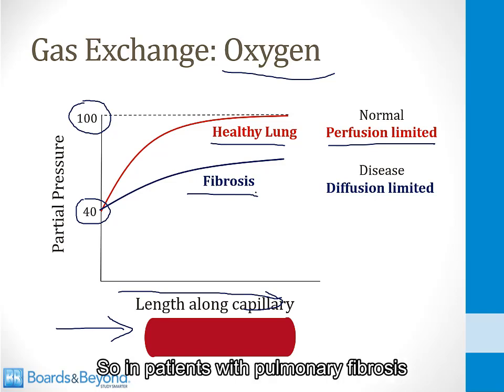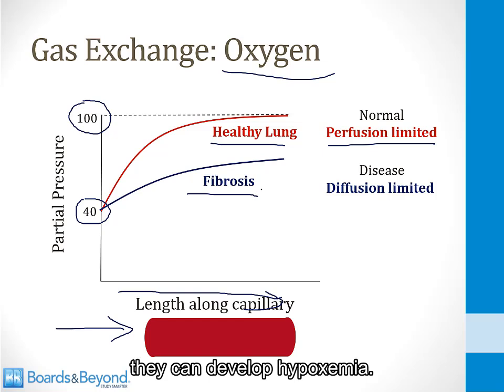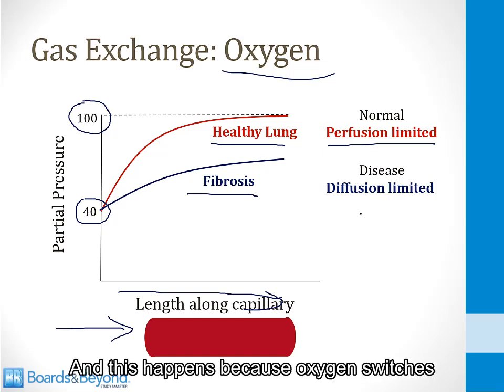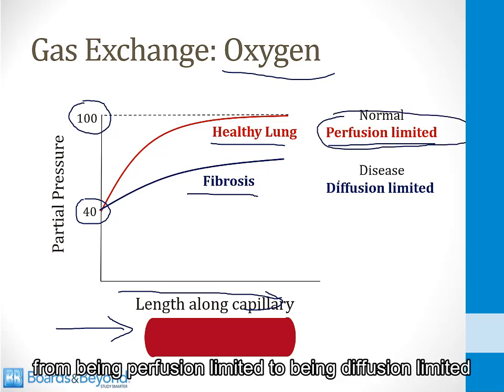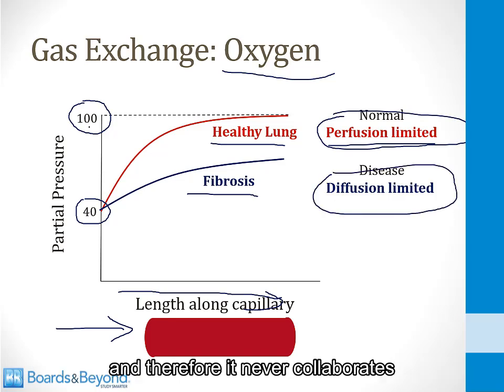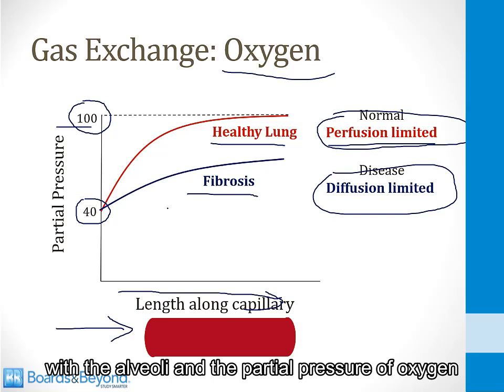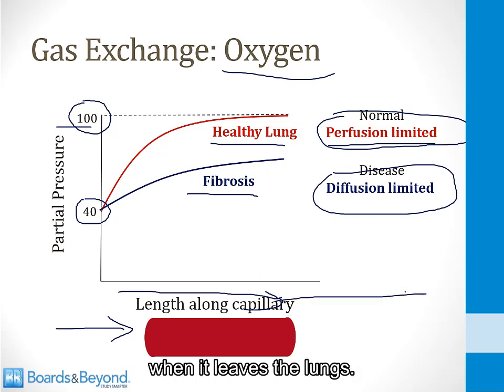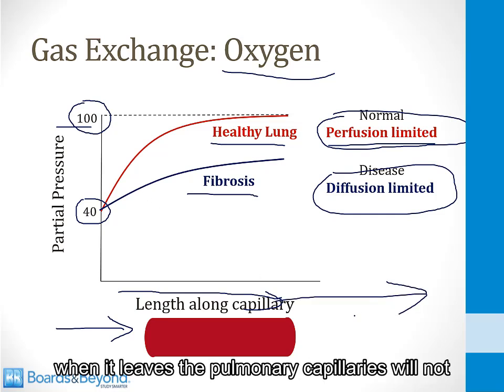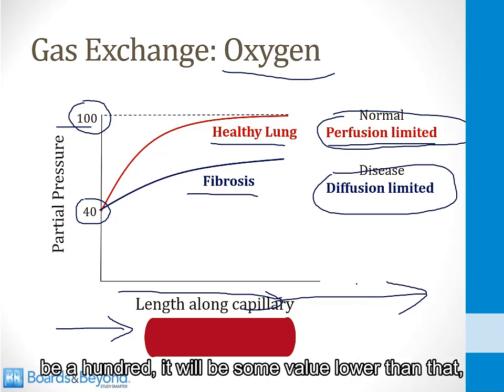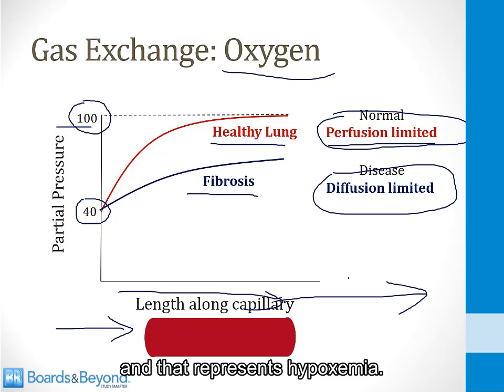So in patients with pulmonary fibrosis, they can develop hypoxemia, and this happens because oxygen switches from being perfusion limited to being diffusion limited, and therefore it never equilibrates with the alveoli, and the partial pressure of oxygen when it leaves the lungs, in other words, when it leaves the pulmonary capillaries, will not be 100, it will be some value lower than that, and that represents hypoxemia.